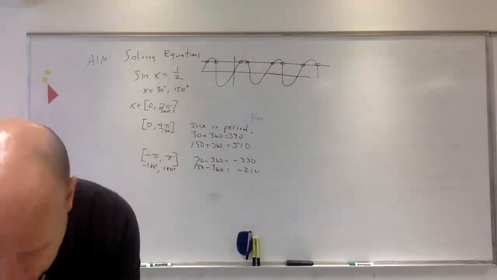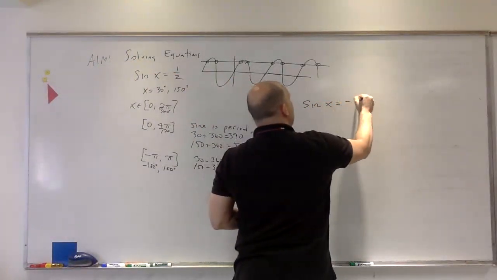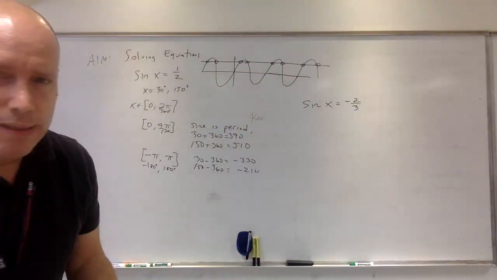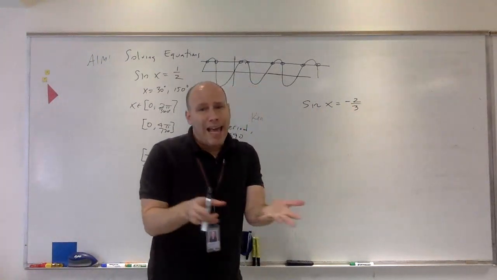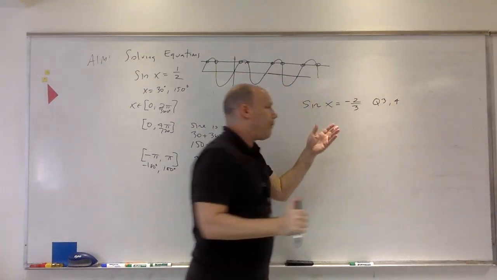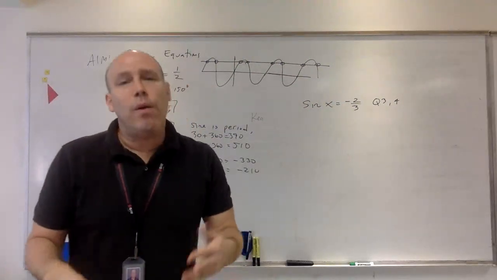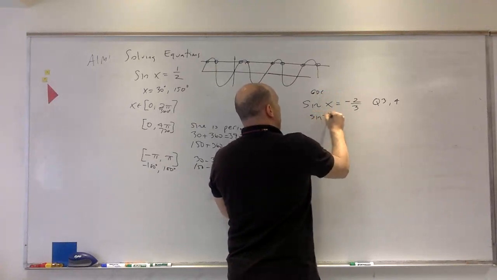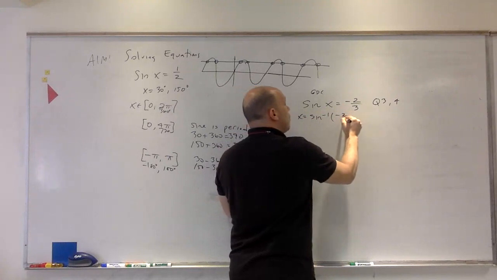Let's take a look at another example. How about we look at the solution for the sine of x equals negative 2/3. Okay, same idea. You know that the sine of some angle is negative. You know it's an angle in quadrant 3 and quadrant 4. You also know negative 2/3 is not an angle you're used to, so it would probably be a GDC. So you use the inverse sine. So x equals the inverse sine of negative 2/3.